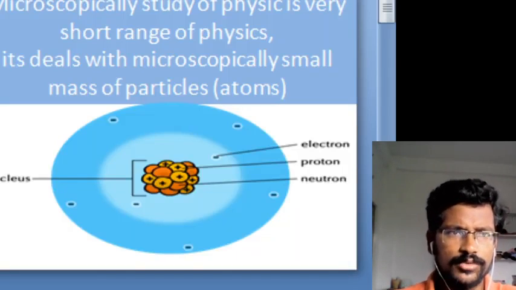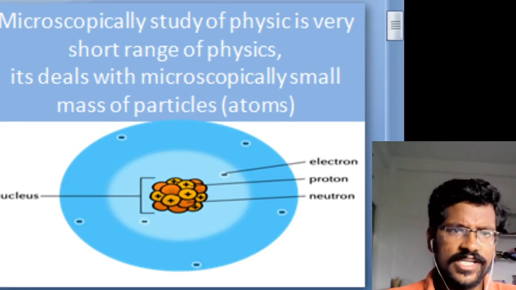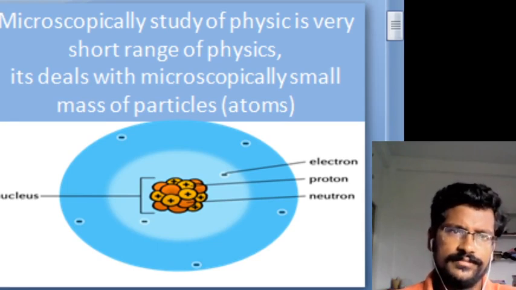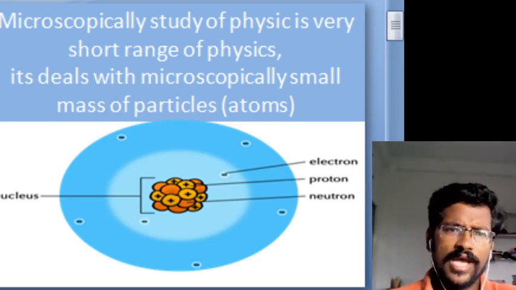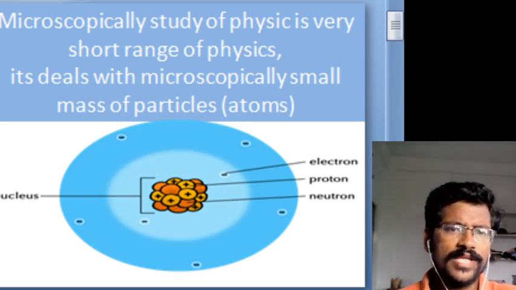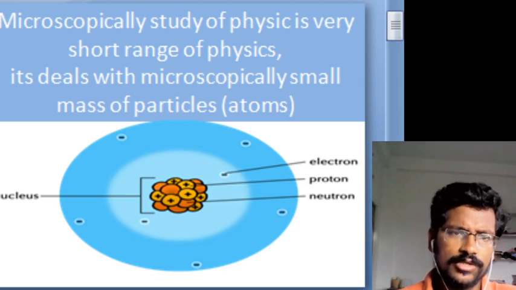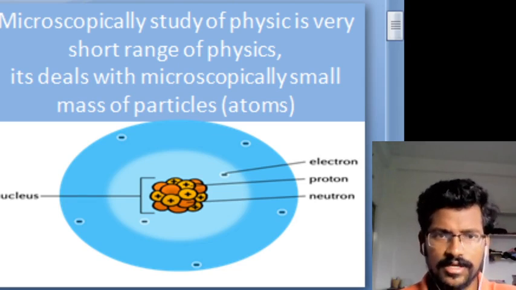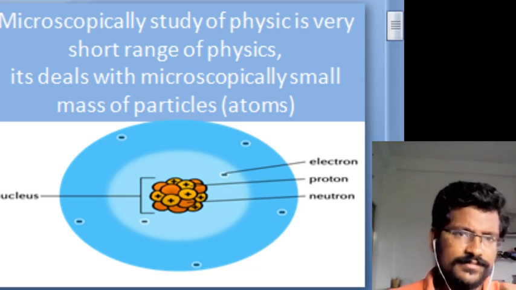The microscopic study of physics, as we already said, is the short-range study of physics. It deals with microscopically small masses of particles, like atoms. Every atom has a nucleus. Every nucleus has protons and neutrons. Here protons are positively charged, and neutrons are chargeless. Electrons in the atom always revolve around this nucleus. Electrons always have a negative sign.